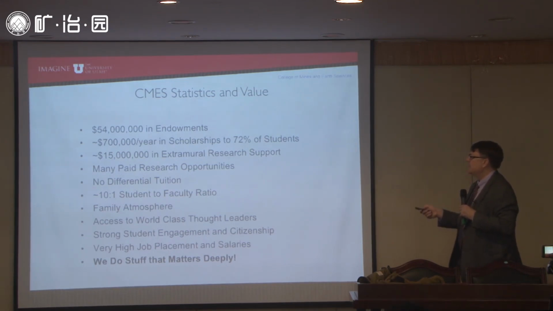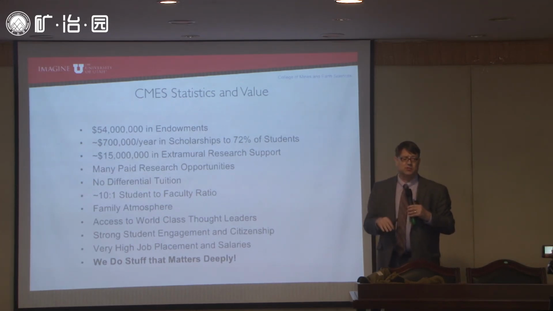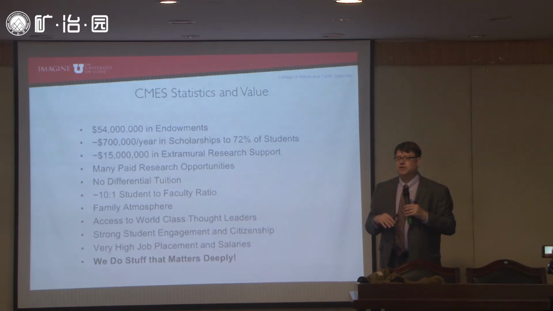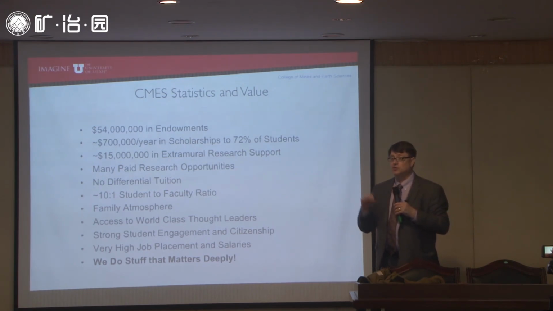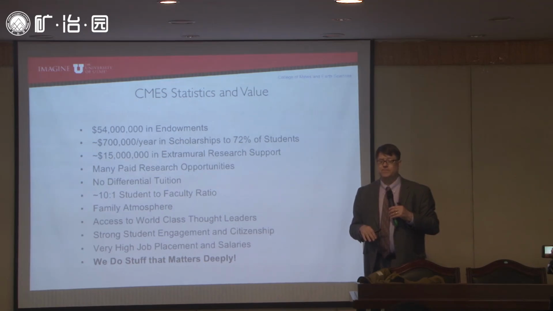We also have many paid research opportunities. If you come to our campus at the University of Utah as a graduate student, we don't charge you to go to school, we pay you to go to school. So you don't pay tuition, and we typically will pay around 25,000 US dollars per year to go to school, to get your master's degree or your PhD degree.